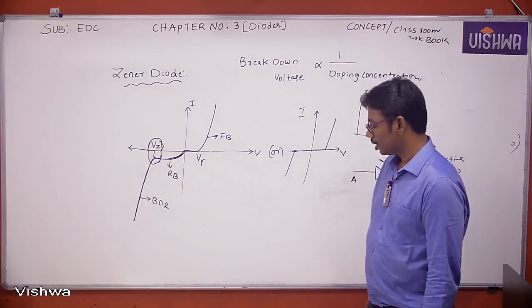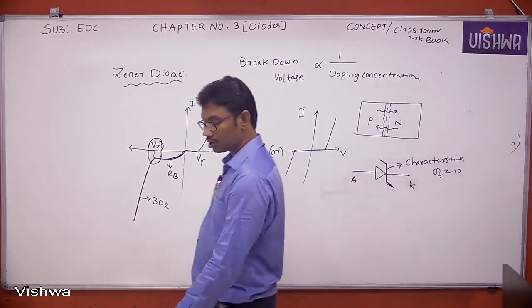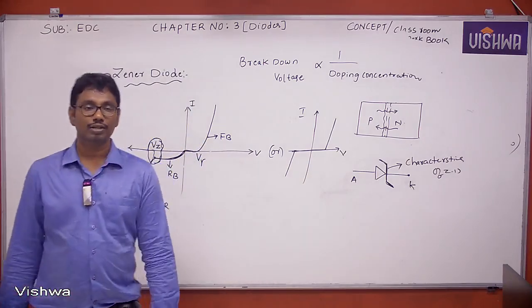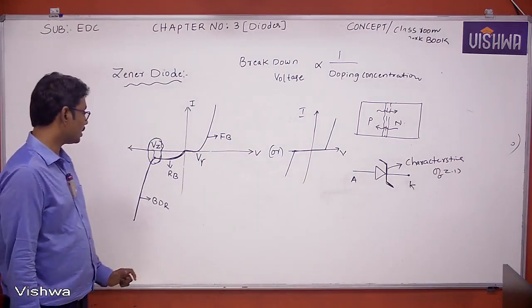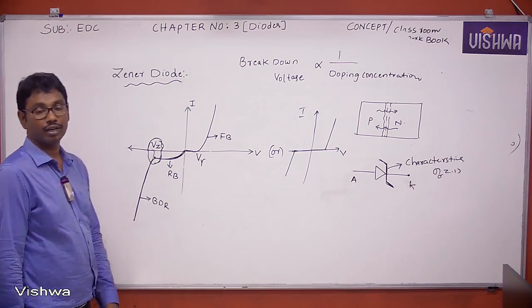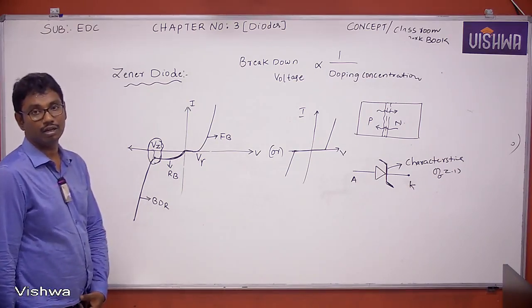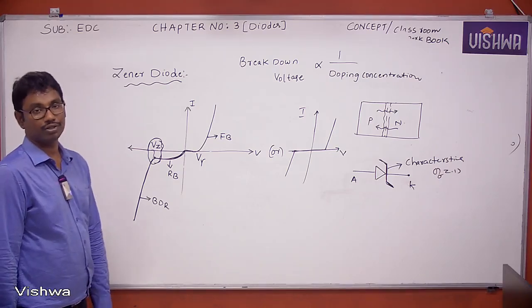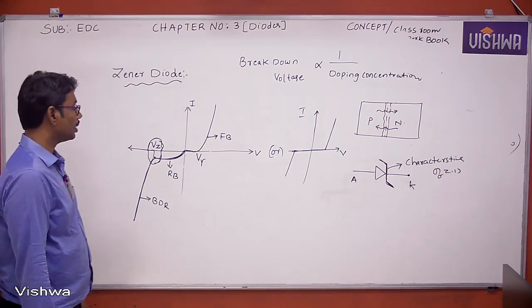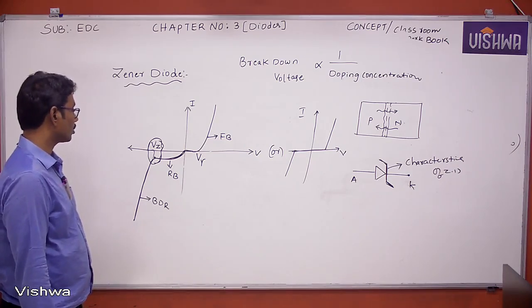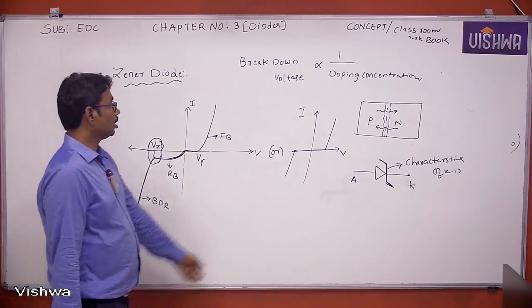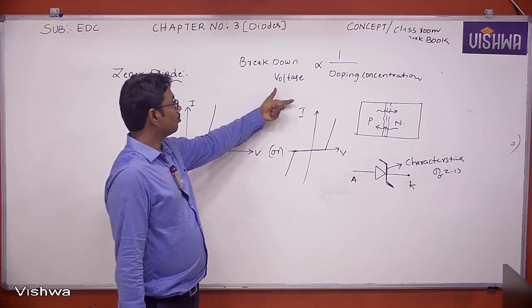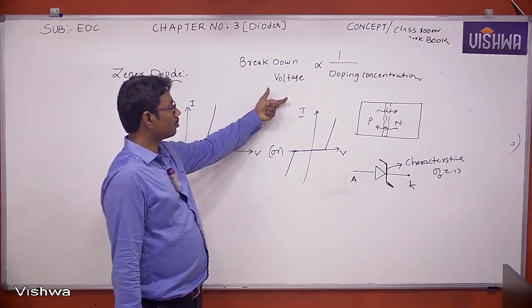Write down: the applied voltage at which current suddenly increases is called the breakdown voltage. Copy this relation: breakdown voltage is inversely proportional to doping concentration.